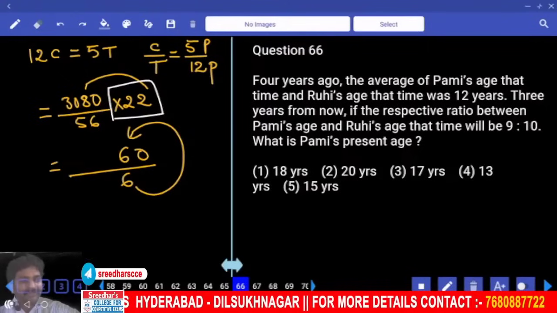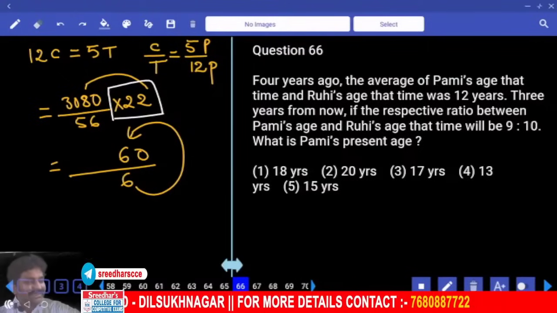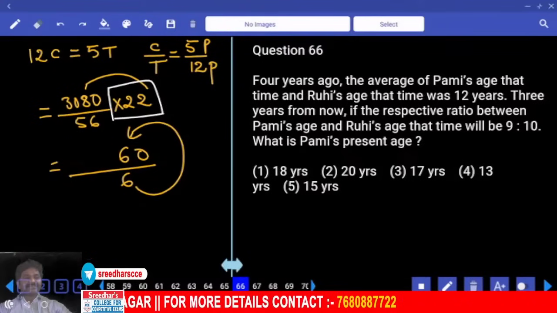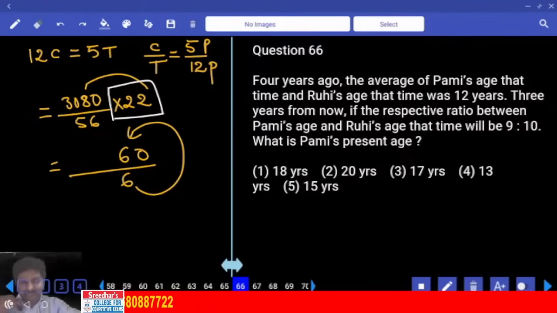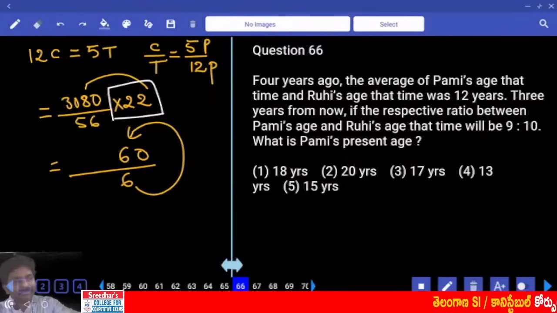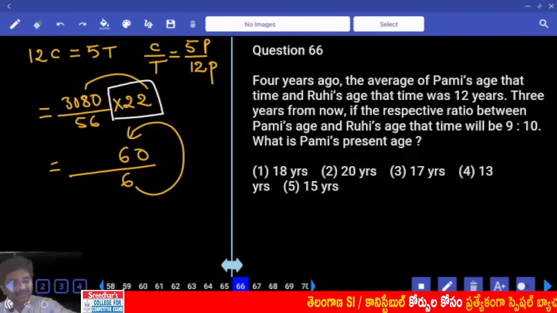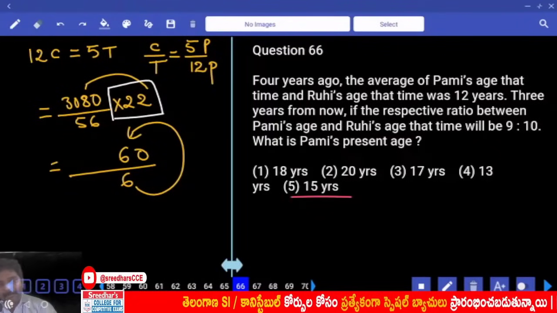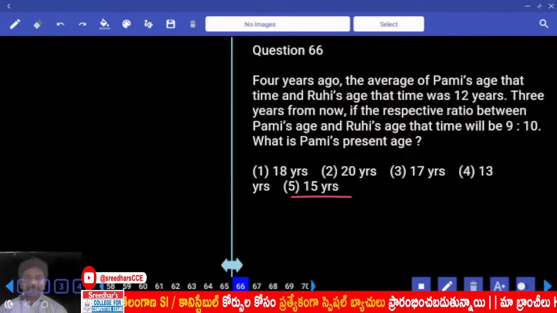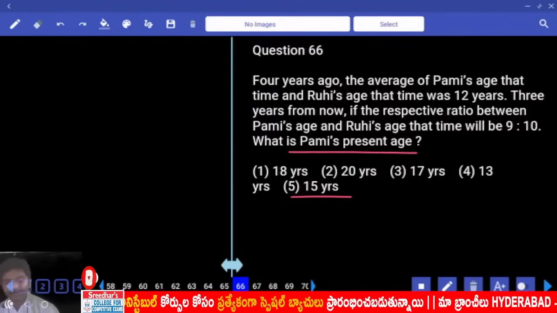4 years ago, the average of Pami's age and Ruhi's age at that time was 12 years. 3 years from now, the ratio between Pami's age and Ruhi's age at that time will be 9:10. What is Pami's present age? Okay. After 3 years, Pami 9, Ruhi 10. Question is about Pami's present age.